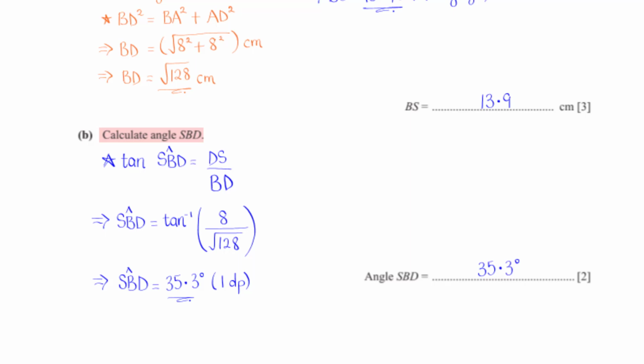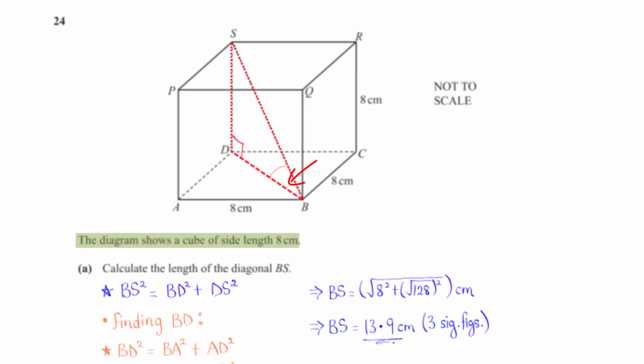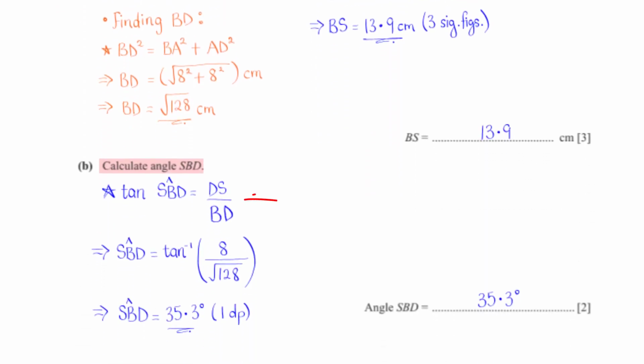Calculate angle SBD. To find angle SBD, we can apply SOHCAHTOA, and this gives us tan of angle SBD equals DS divided by BD. We know that DS is equal to 8 centimeters, and from the previous question, we found BD as square root of 128 centimeters. And so when we slot these values into the equation, we get angle SBD is equal to tan inverse of 8 divided by square root of 128. When we type this into the calculator, we get angle SBD as 35.3 degrees correct to 1 decimal place.